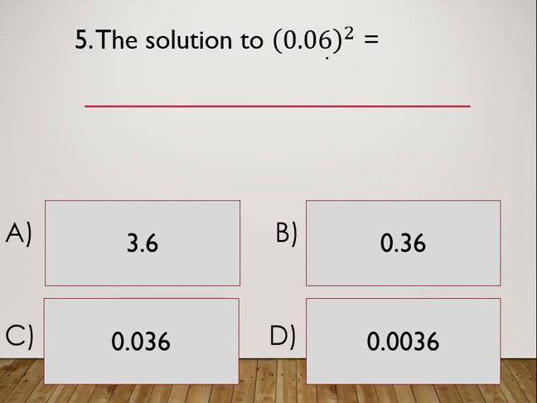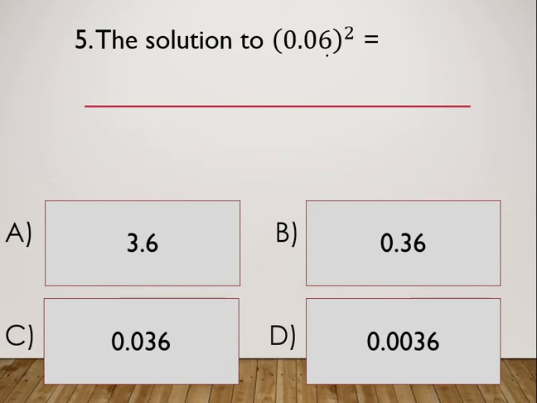The solution of 0.06 to be squared. How do we work this out? Now, one thing to bear in mind is that when you're multiplying decimals, you count the number of decimal places after each number, sum them up, and ensure that your solution has that amount of decimal places. Let me explain what I'm saying here.